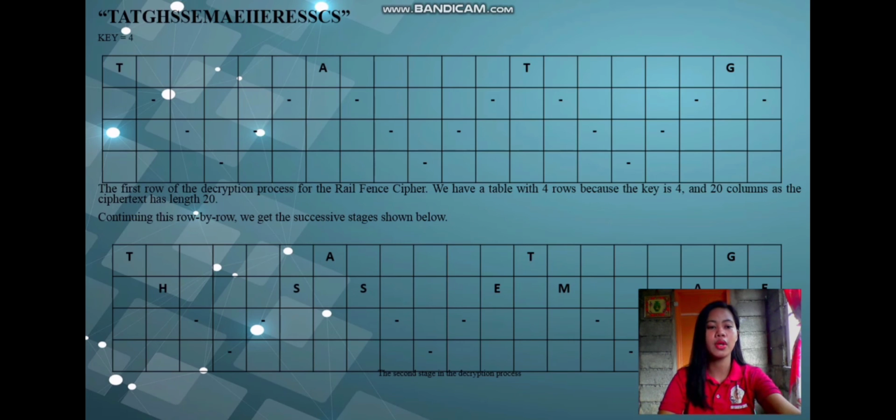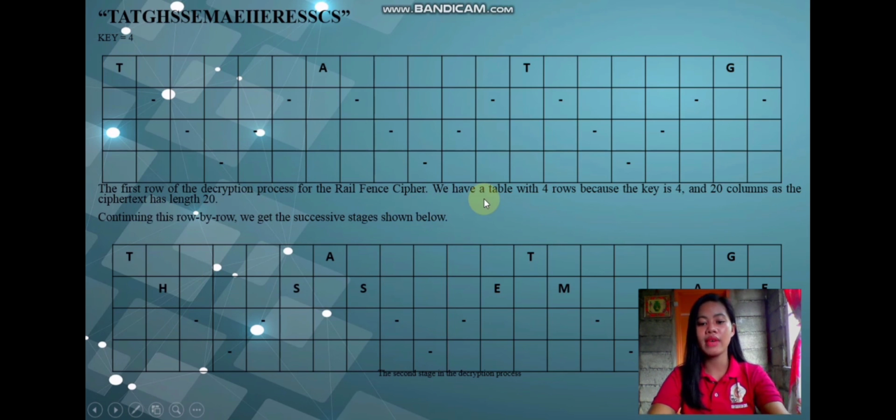So for example, if you receive a ciphertext TATGHSSEMAEIIERESSCS and the encryption key is 4. So you start by placing the T in the first square. You then dash the diagonally down spaces until you get back to the top row and place letter A here. Continuing to fill the top row, you will get the pattern in the table.